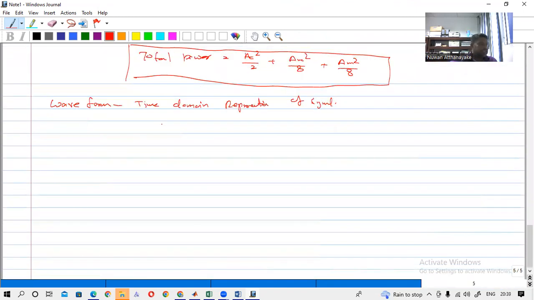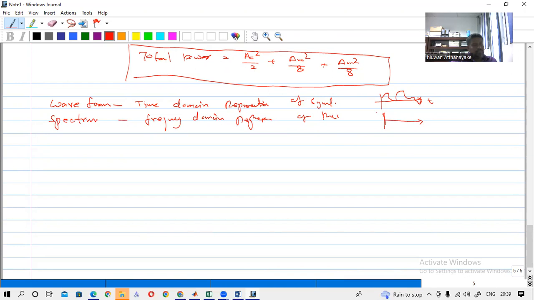But what is the spectrum? Spectrum is the frequency domain representation of the signal. Here you draw the signal with respect to time, the voltage variation like this, and here you write the voltage variation or power variation with respect to frequency. Different frequency components have different power, so you will get this kind of power plot.